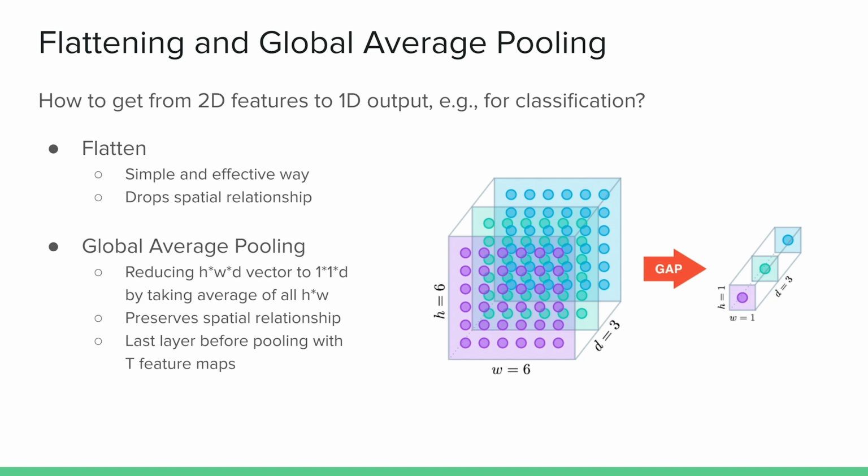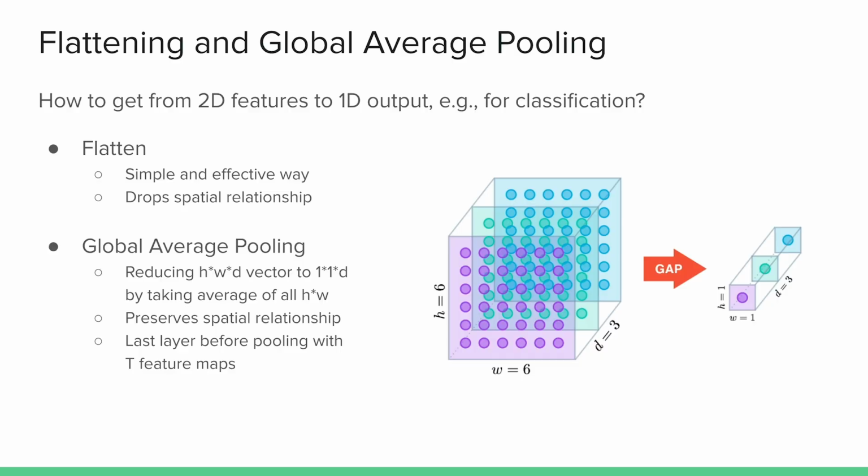We can just take one after the other in a row, but that might not be ideal because we can drop some spatial relationships. But it's a pretty standard way of doing it, and it works fine in most cases, because those extracted features are spatially independent most of the time anyway. They extract the same feature anywhere in the input. So it's reasonable to flatten and then do a fully connected layer.